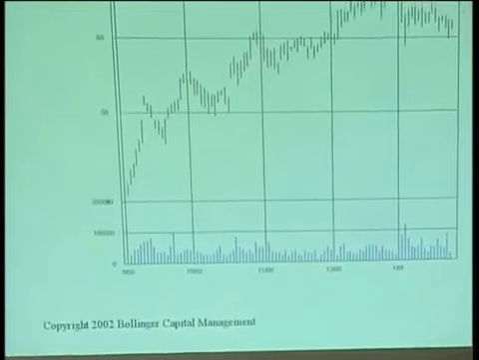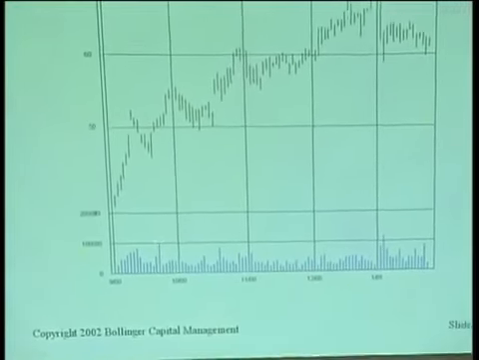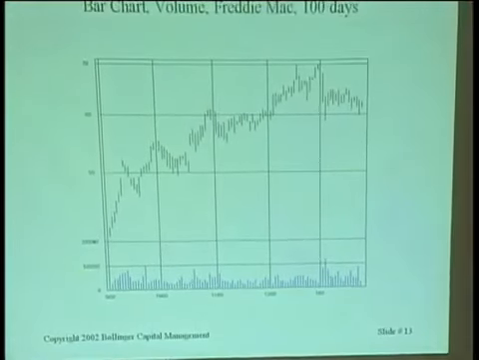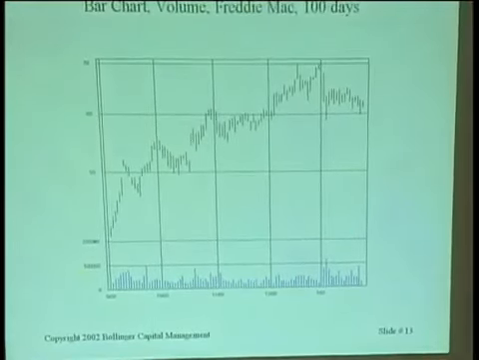So here we have some idea of the volume of trade that occurred during this period. Spikes are obviously high volume. Little lulls like this are obviously low volume.